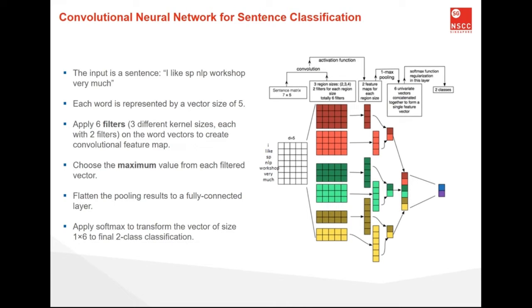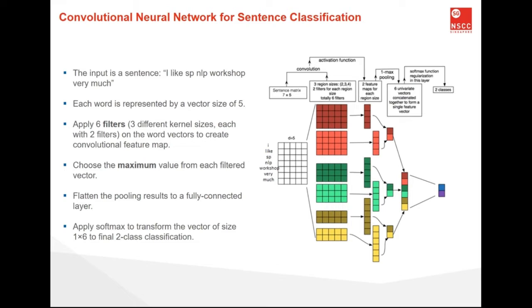The concept of sliding or convolving a predetermined window of data is the central idea behind why CNNs are named the way they are. An illustration of this concept is below. Suppose we have the input sentence, "I like SP NLP workshop very much."